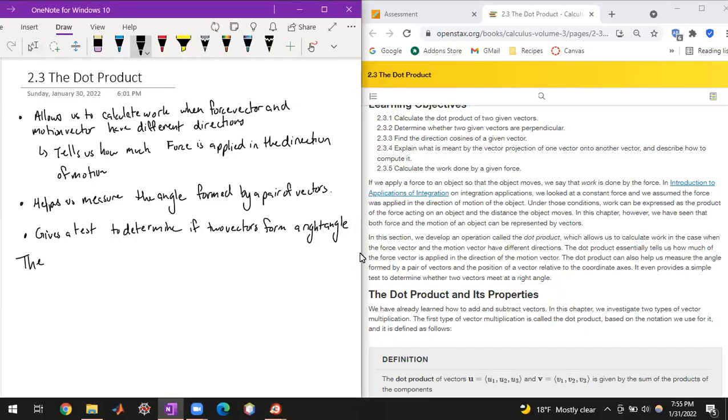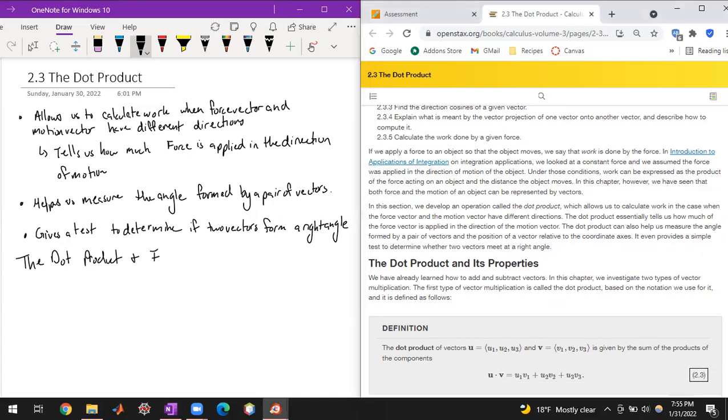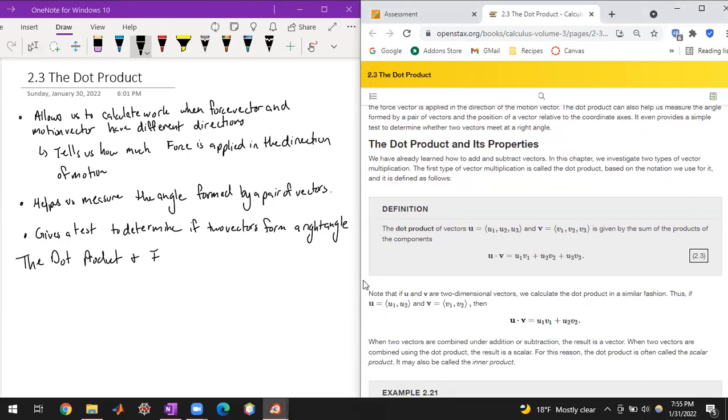All right, so we have already learned how to add and subtract vectors. So in this chapter, we investigate two types of vector multiplication. The first type of vector multiplication is called the dot product, based on the notation we use for it. And so this is how it would be defined. So the dot product and its properties.